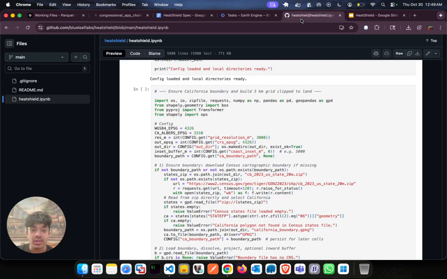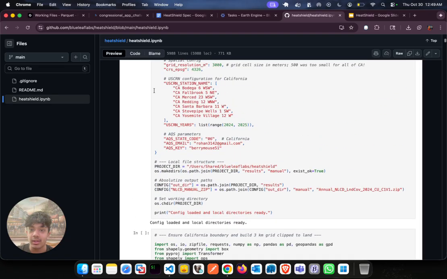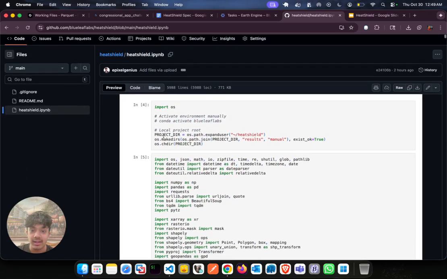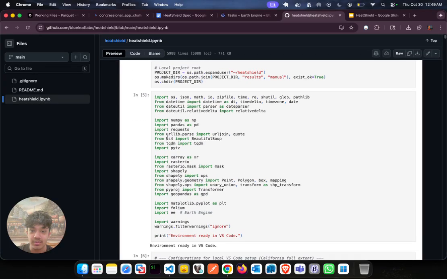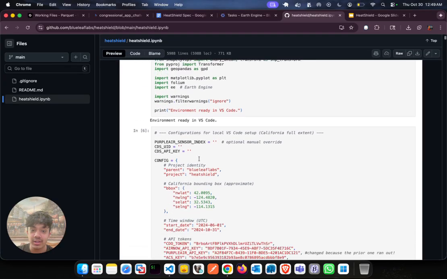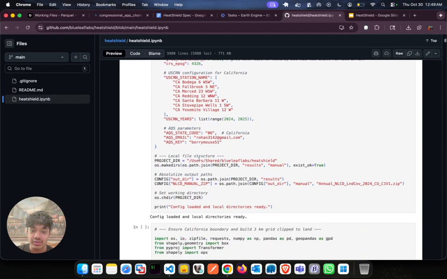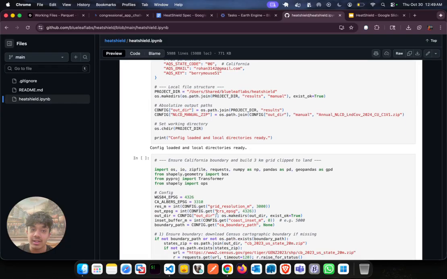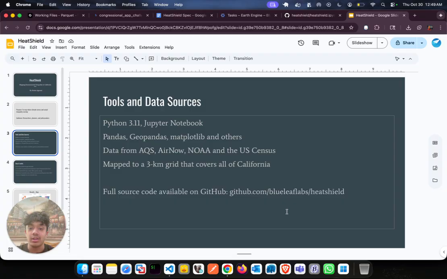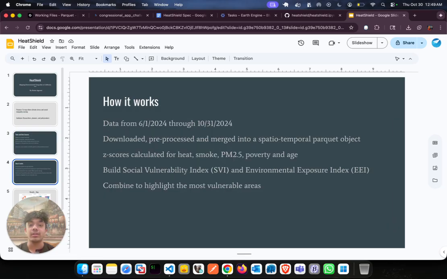All code is here on GitHub, and you can see some of the libraries I have imported. This is where I did some configurations. And then here I'm getting into the functionality where I got data from AQS, AirNow, NOAA, and the US Census, and then I mapped it to a 3 kilometer by 3 kilometer grid that covers all of California.